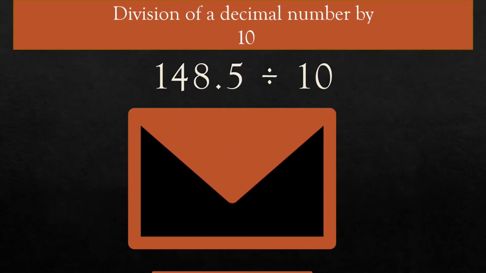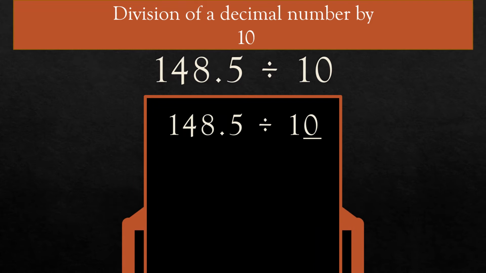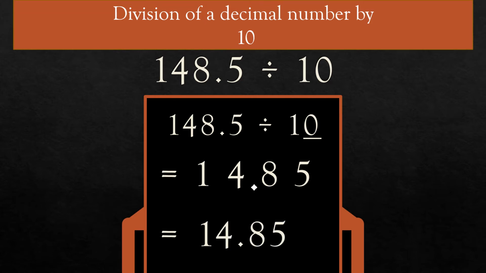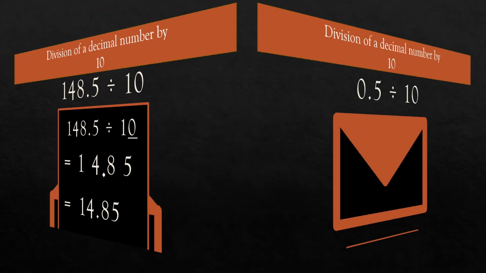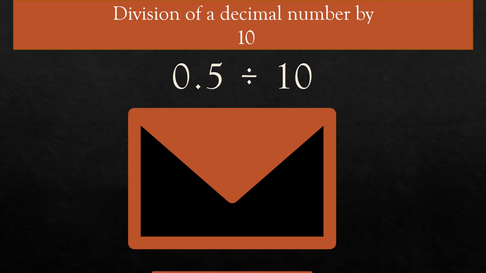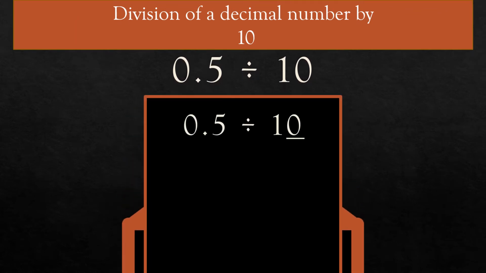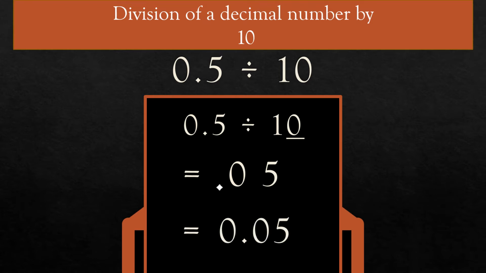Let us solve one more example. 148.5 divided by 10. See, in divisor 10, we have 1 zero. So the decimal point shifts one place to the left. So the answer is 14.85. Let us solve one more example. 0.5 divided by 10. Again the decimal point shifts one place to the left. So the answer is 0.05.